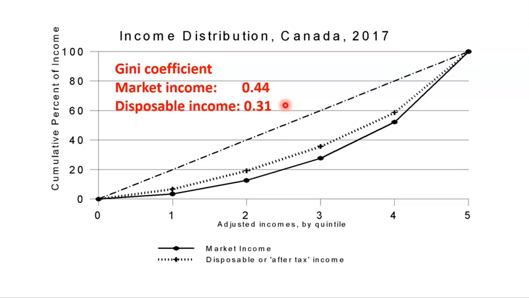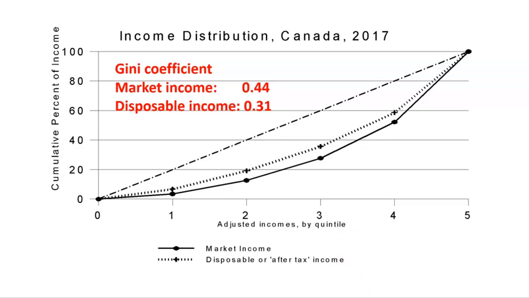What does that mean? That's saying that this area here is almost a third of this total area here. That's, as you should recall, is how the Gini coefficient is measured. It's just this area here compared to the entire area under this diagonal. So we can see that the tax and transfer system significantly reduces income inequality in Canada.